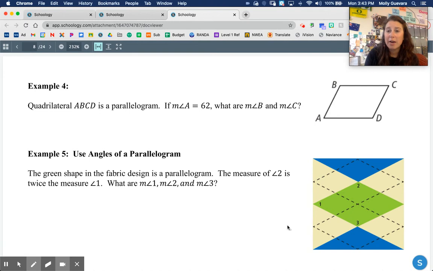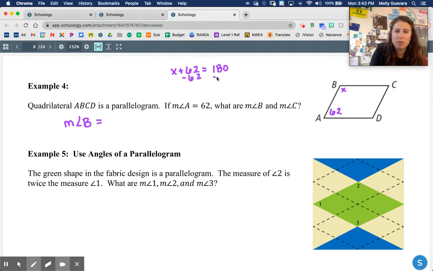So here I would suggest always filling in what you know first. I am told that angle A is 62, and I want to know the measure of angle B. Well, A and B here are consecutive, right? They're next to each other. So that tells me that x plus 62 equals 180. If I subtract 62 from both sides, I get that x is 118. So the measure of angle B is 118 degrees. Once I figure that out, I can plug it in.